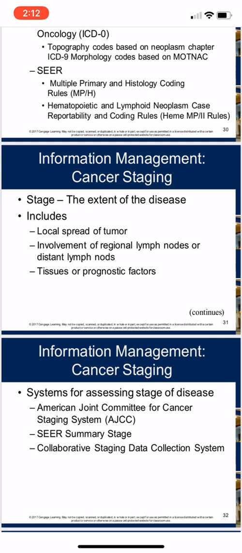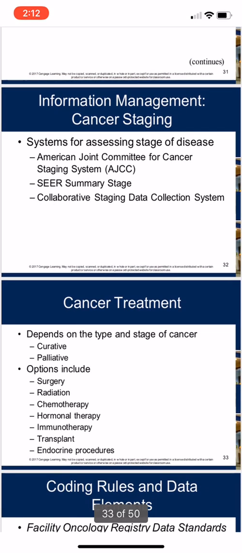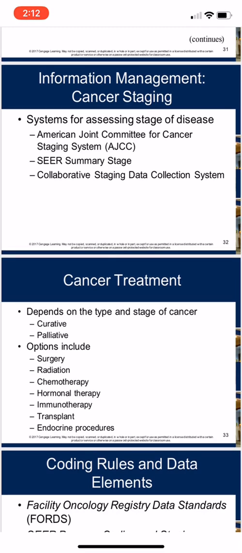The stage of disease can be determined through the information from the physical exam, radiological procedures, endoscopy, surgical procedures, pathology reports, prognosis factors, progress reports, and discharge summary. All right, and you can read about the 3 different staging systems. We have the American Joint Committee for Cancer Staging System, the AJCC. You have the SEER summary stage, and then you have the collaborative staging data collection system. I'm not going to detail any of that, so be sure to read those sections.